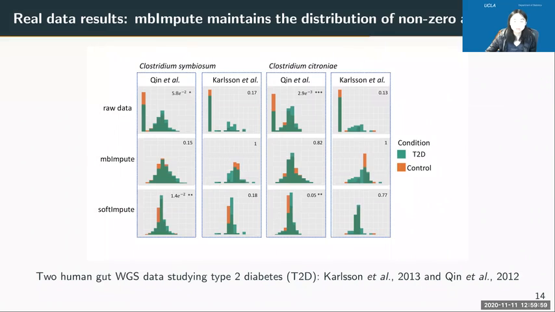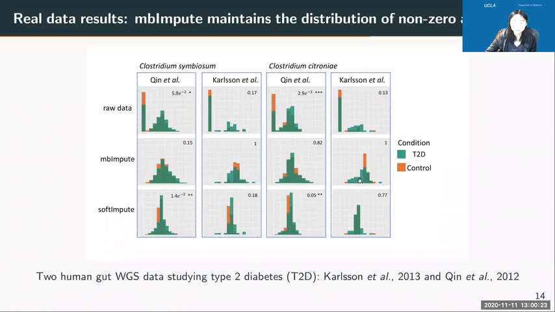Okay, now we come to real data. So for the real data, the first thing we examine is whether the imputed data look reasonable. So this is from some type 2 diabetes microbiome data, shown as T2D, from 2 studies. And this is the raw data. We can clearly see the zero inflation. And after we run mbImpute, the data looks like this.